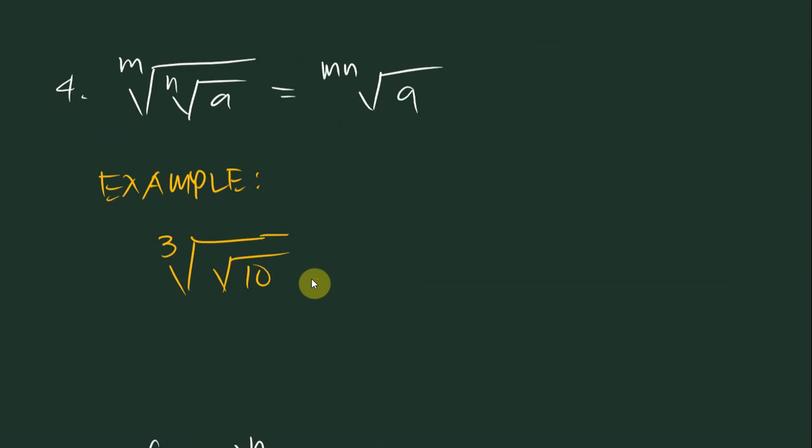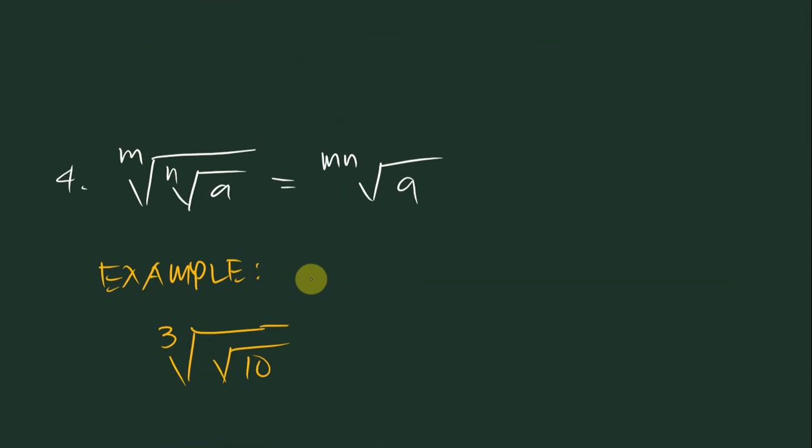So let's have the fourth one. We have here the mth root of the nth root of a. Now that was a mouthful. So that is equal to the mn-th root of a, where the index is m multiplied by n.